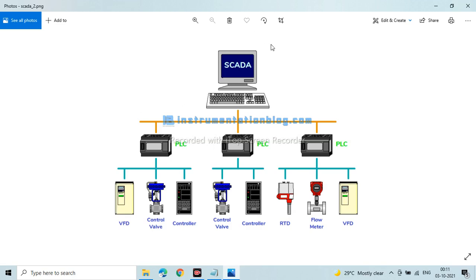Another one I have downloaded from the internet. This is a SCADA system. These are three PLCs, and they have different inputs. This PLC is connected to a VFD, variable frequency drive, control valves, controllers. Then RTU, RTD, which is a temperature sensor, flow meter, and again a VFD. So this is a simple SCADA system. You can see different PLCs, different analog and digital inputs and drives connected, and all are connected to the SCADA system. So we can view and monitor the different devices in the total system or in the industry.